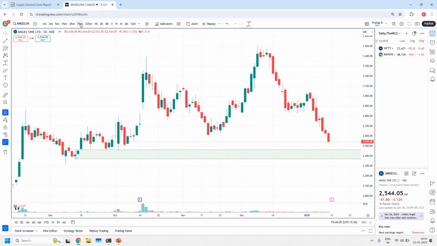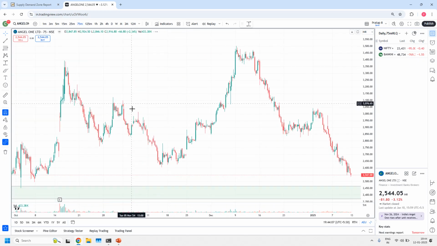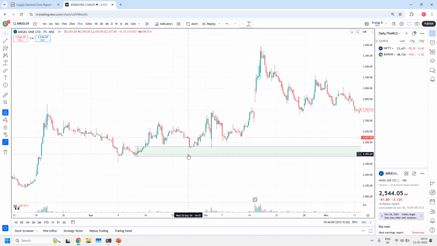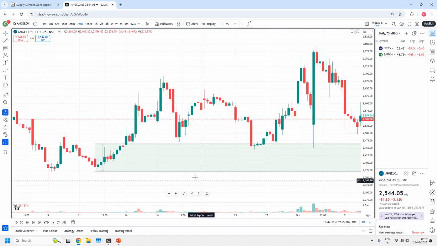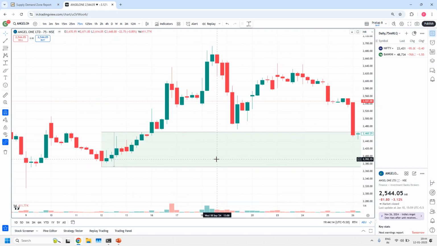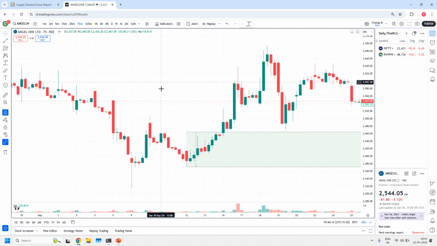So let me go to the 75 minutes time frame. Is there any 75 minutes zone available here? That is what you have to understand. So here you have a drop base rally.